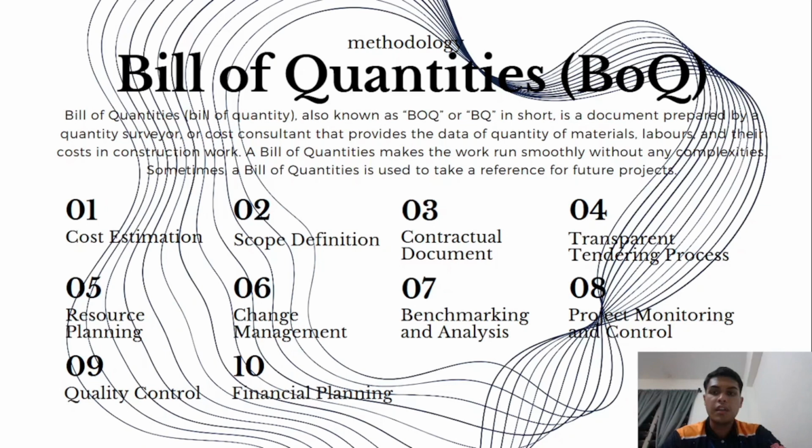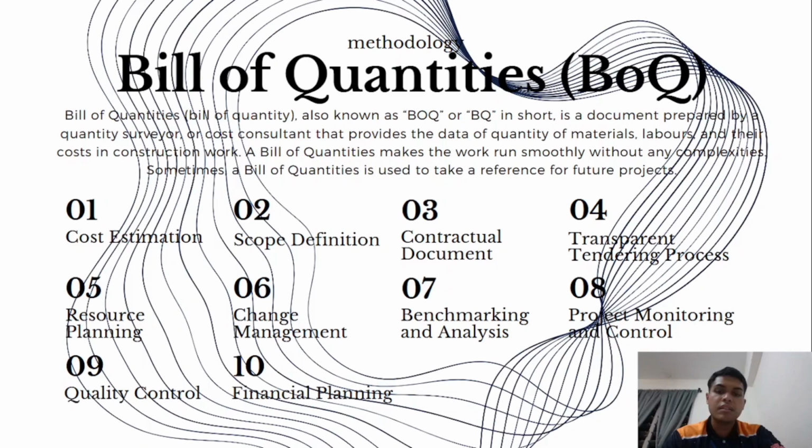So first is cost estimation. Second, scope definition. Third is contractual document. Fourth is transparent tendering process. Five is resource planning. Number six is change management. Number seven is benchmarking and analysis. Number eight, project monitoring and control. Number nine is quality control. Number 10 is financial planning.